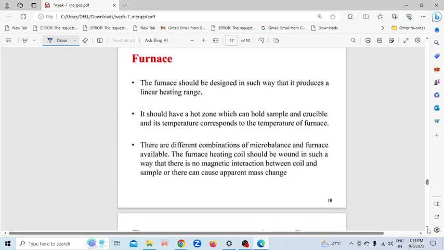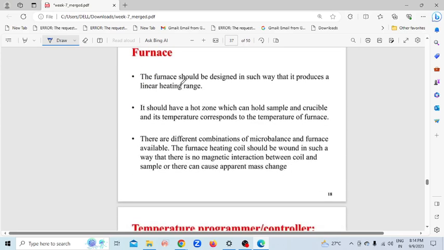Then finally the furnace, which we have already discussed. What is the furnace? It is nothing but a chamber made of ceramic, and we provide an electric coil like that. This is the electric coil.